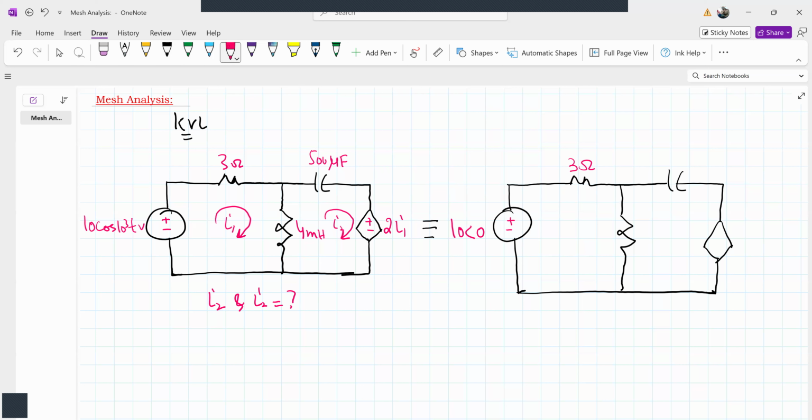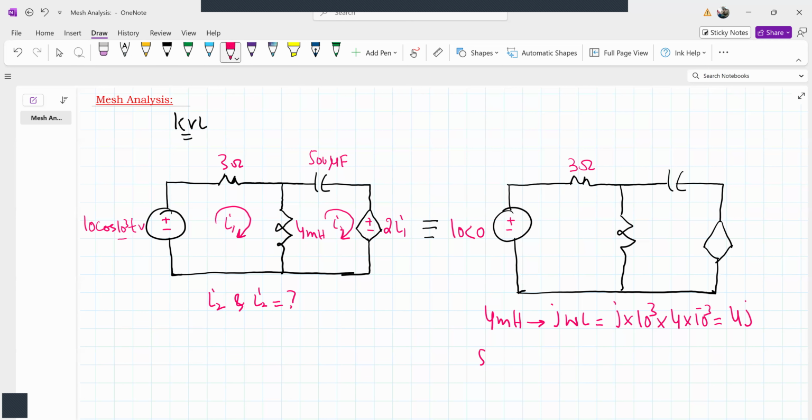The 4 millihenry inductor will be replaced by j omega L. How much is omega? 10 to the power of 3, that is 1000. And L is 4 millihenry, and a millihenry is 10 to the power of minus 3 henry. If you simplify this, 10 to the power of 3 and 10 to the power of minus 3 cancel, so we are left with 4j.